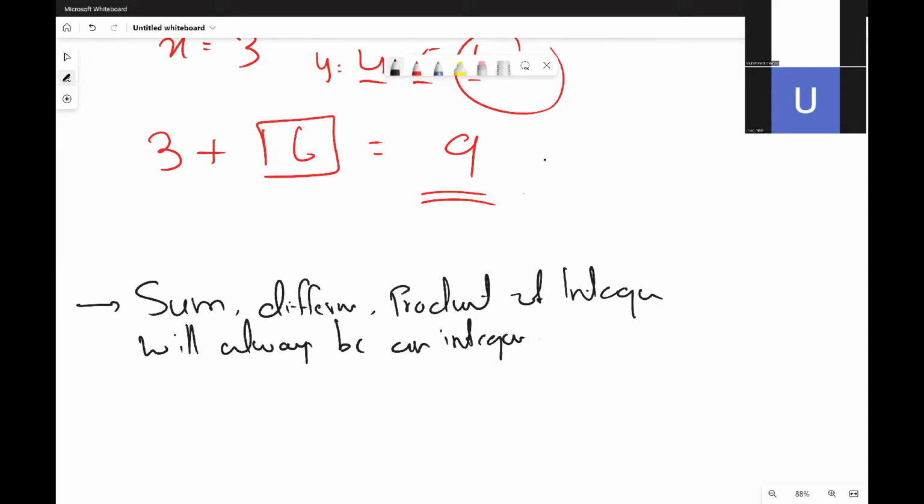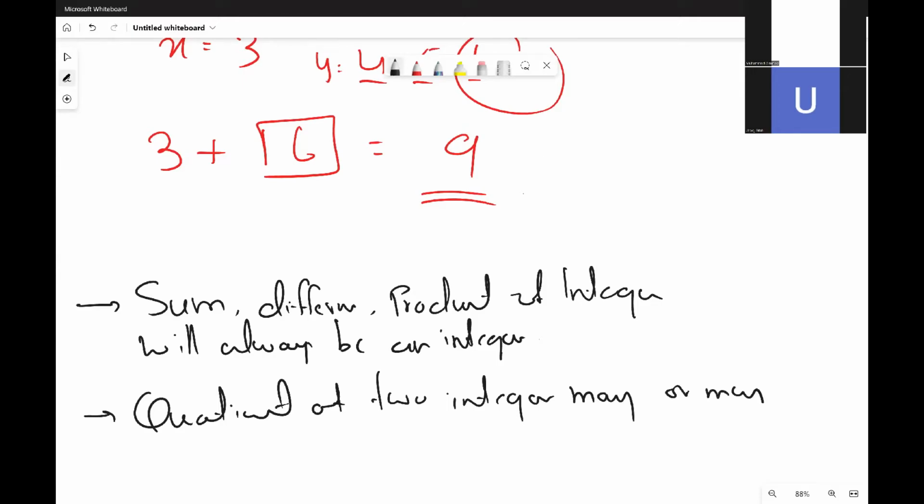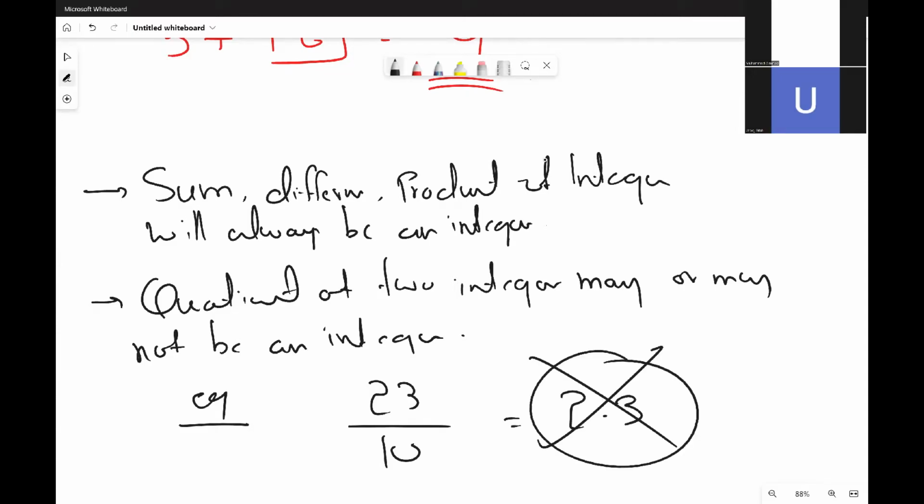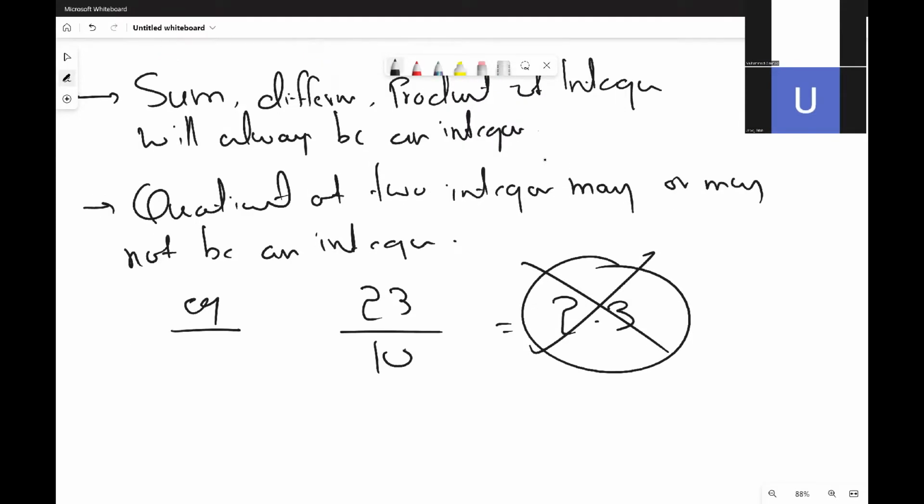The quotient of two integers can be an integer and it might not be an integer. For example, quotient मतलब अगर आप डिवाइड कर रहे हैं दो इंटीजर्स को, quotient of two integers may or may not be an integer. For example, let's say 23 divided by 10. The answer is 2.3. This is not an integer. For example, 10 by 5, it's 2. The answer is an integer. So in case of division, you might or might not get an integer. Okay.